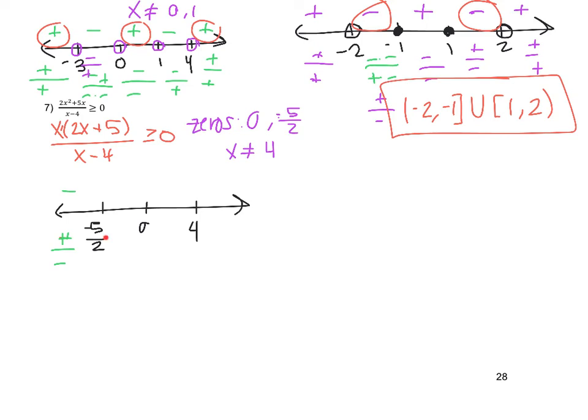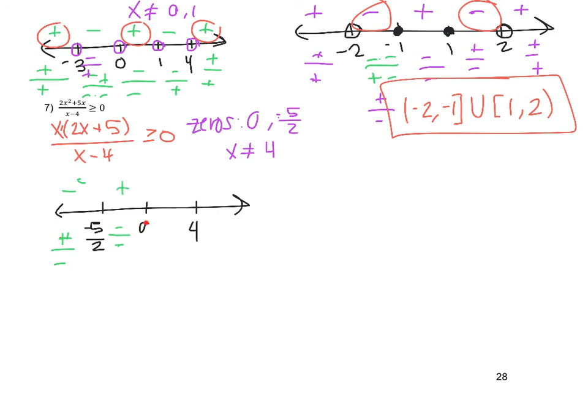Next, I'm going to pick something between -2.5 and 0. So I'll just pick -1. So -1 itself, negative, 2x plus 5. So that's 2 times -1, which is -2, plus 5, which is a positive number. So this would be a negative times positive. So a negative overall in the numerator. And again, I chose -1. And when I subtract 4 from that, it would be negative. So a negative numerator, negative denominator, and that results in a positive interval.